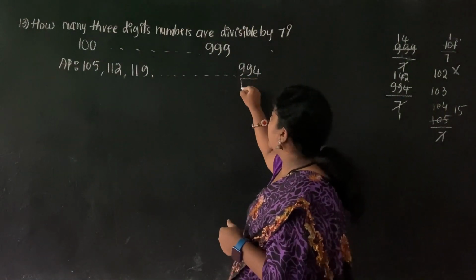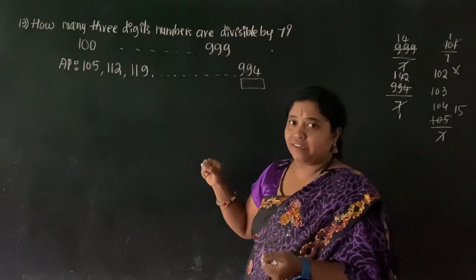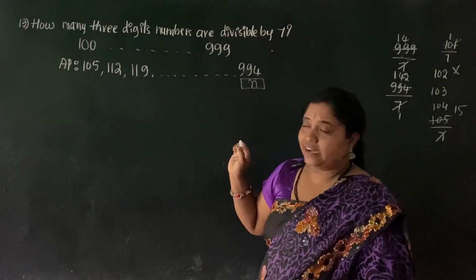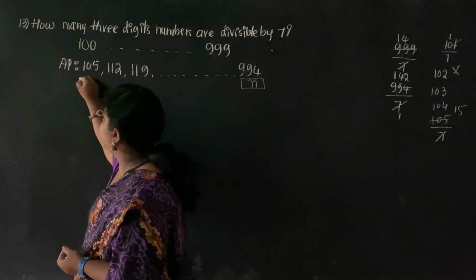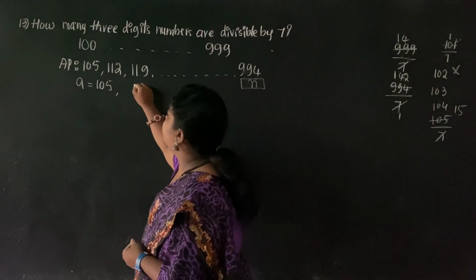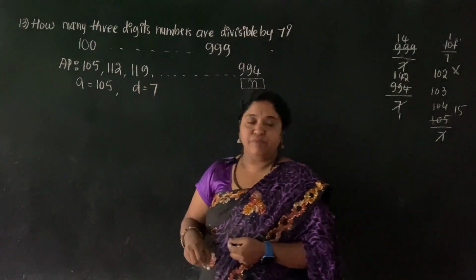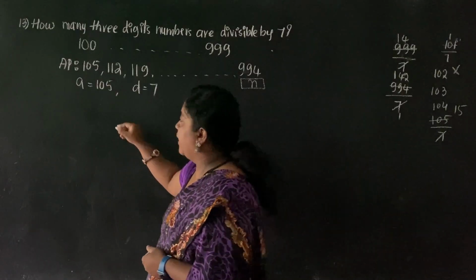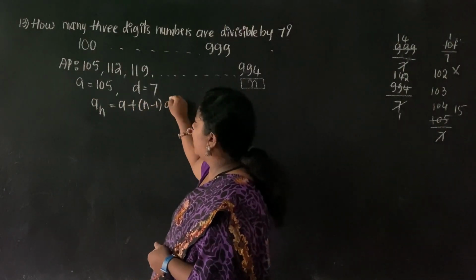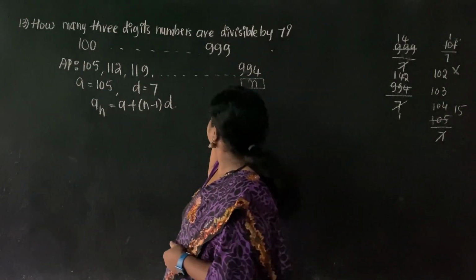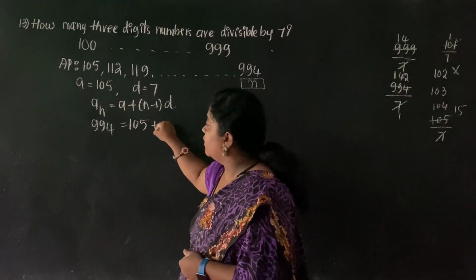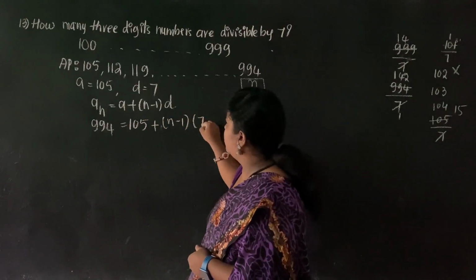I have already solved this type of question previously. So the last term's n place would give me the number of terms, understanding? So to calculate quickly, write down a. So what is the a value here? 105. Common difference you already know, that is equal to 7. How can I calculate the n value? By using the formula an is equal to a plus n minus 1 into d. Okay, an is equal to 994, a is equal to 105, d is equal to 7.